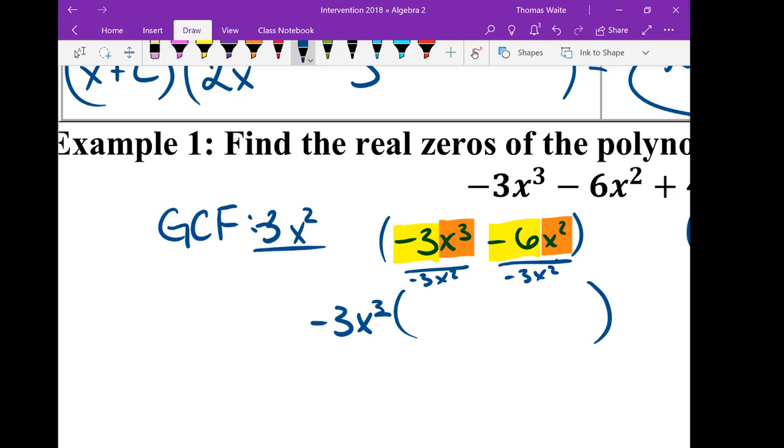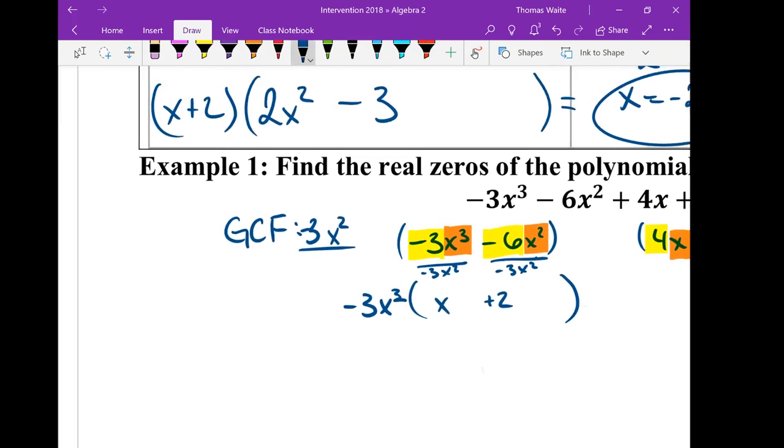We get -3 divided by -3 is 1. x cubed divided by x squared is x. So 1x. Over in the second one, we get 6 divided by 3 is 2. Negative and negative is positive, so positive 2. And then x squared divided by x squared is just 1, because anything divided by itself is 1. And so really we're just left with x plus 2. So we have a common factor of x plus 2 in this one.